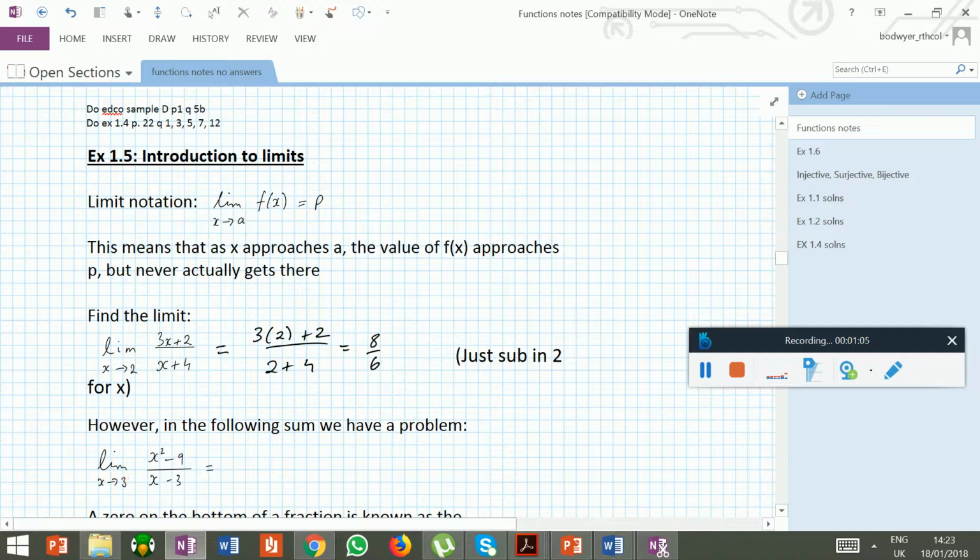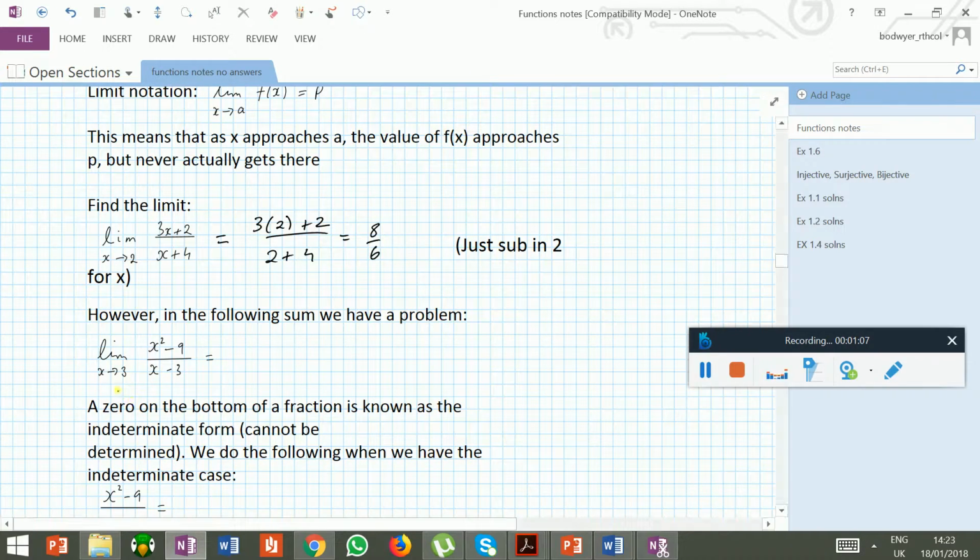Now, if we have something like this, however, we have a bit of a problem. Okay, so let's look at this one here. You've got limit as x tends to 3 of this thing here. So let's stick in our 3 and see what happens. You've got 3 squared minus 9 over 3 minus 3. So you get 9 minus 9 over 0. Now, as we've come across this before as well, a zero denominator on a fraction evaluates to infinity, and that's not desirable, let's say, okay? We call it the indeterminate form.